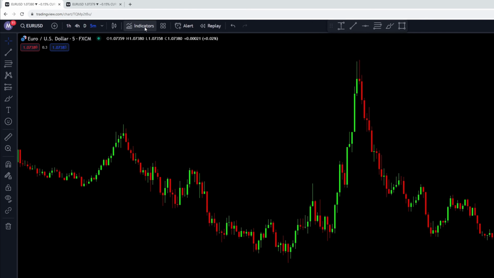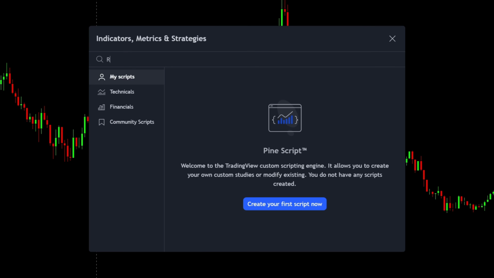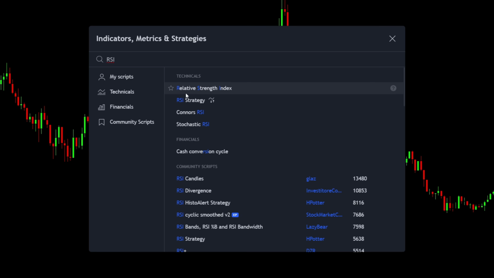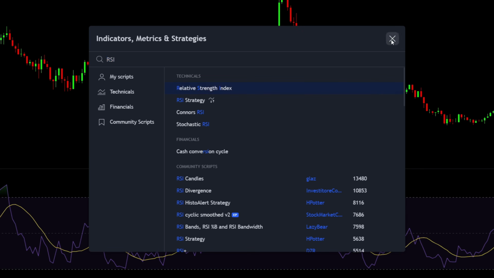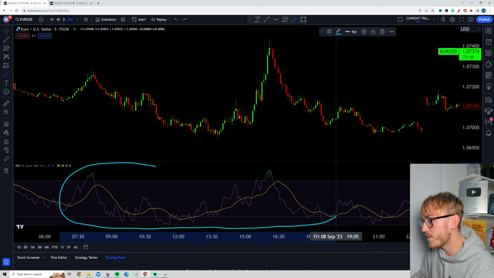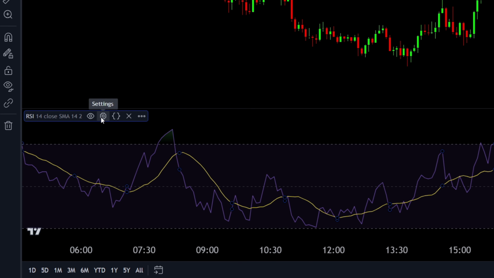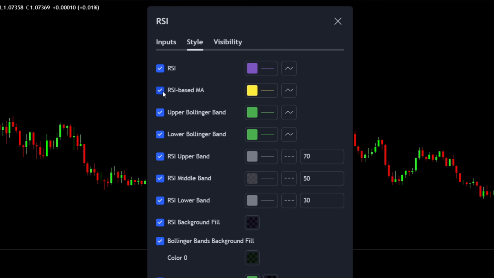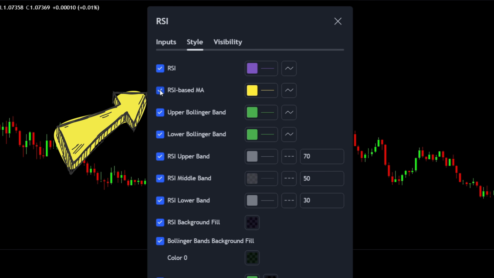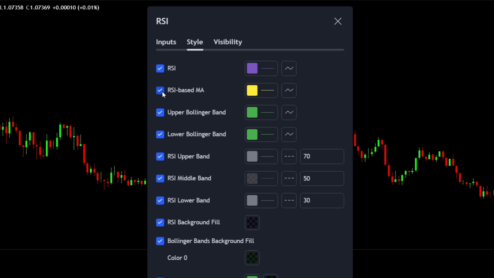So let's start here by going up to the indicators tab here and search for RSI. RSI stands for relative strength index. So let's open up this indicator right here, and as you can see, now the RSI indicator appeared here at the bottom of the chart. Now let's go down here to the bottom left corner and press on the settings tab. And we can actually start here by unchecking the RSI based moving average. This right here is basically a moving average of the RSI indicator itself. And while it is possible to use the RSI based moving average on some trading strategies, many times it's much better to have this one unchecked.